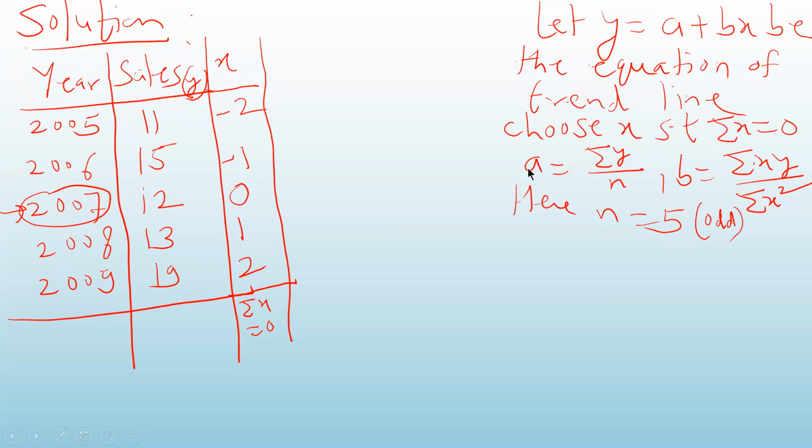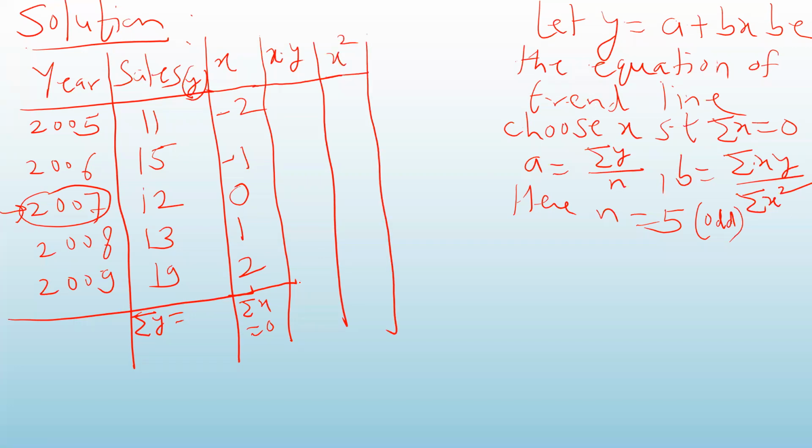Now, we have to find out the value of A and B. To calculate the value of A, what do we need? Summation of Y divided by N. N we know, it is 5. Summation of Y means this is the column for Y, so you need to find the sum of this column. For B, what do you need? Summation of XY and summation of X square. You are not having these here, so you will make those two columns: the X into Y column and the column for X square. So you have to make two more columns here, and take the sum of those two columns.